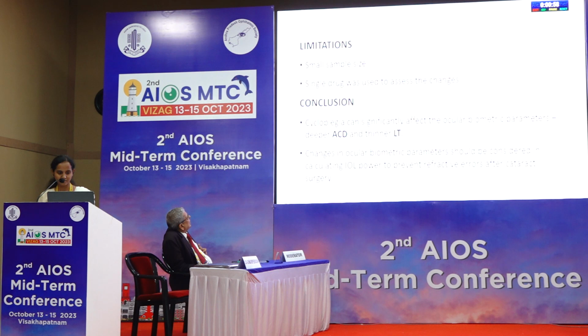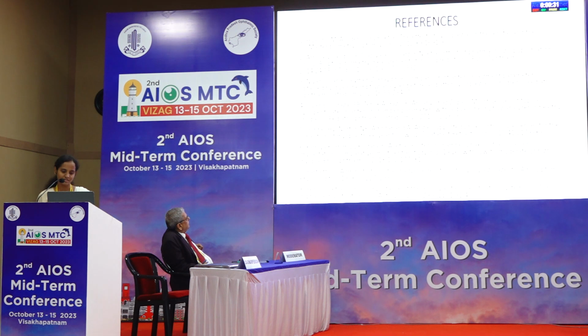Coming to limitations, I have taken a small sample size and I have used only a single drug to assess the changes in the parameters. Coming to the conclusion, cycloplegia can significantly affect the ocular biometric parameters. That is, it can result in deeper anterior chamber depth and thinner lens thickness. So changes in these ocular biometric parameters should be considered in intraocular lens power calculation to prevent refractive errors after cataract surgery. These are my references.